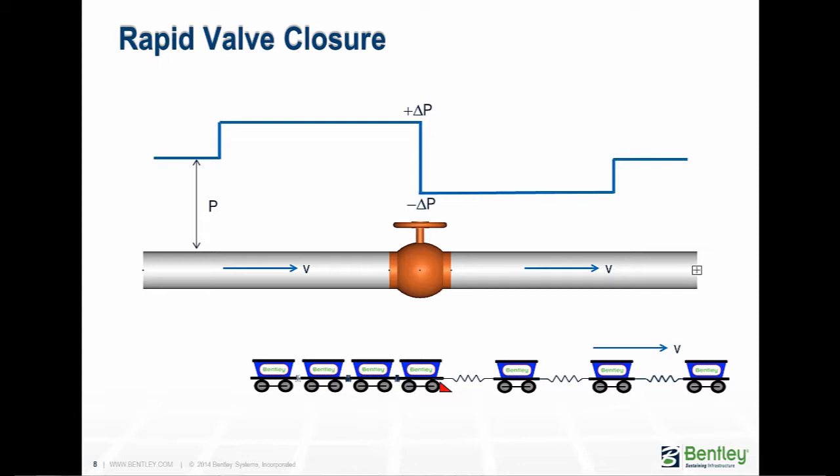When the positive and the negative wave reaches the ends, it then reflects and returns back towards the valve, creating a positive wave downstream and a negative wave upstream. In the absence of friction and damping, this will continue indefinitely.